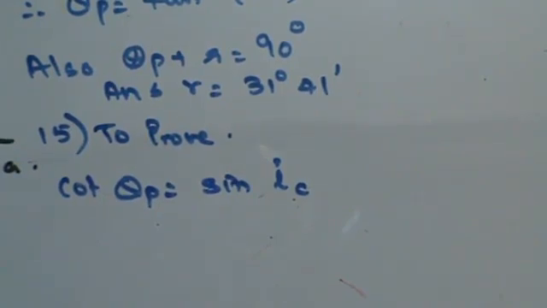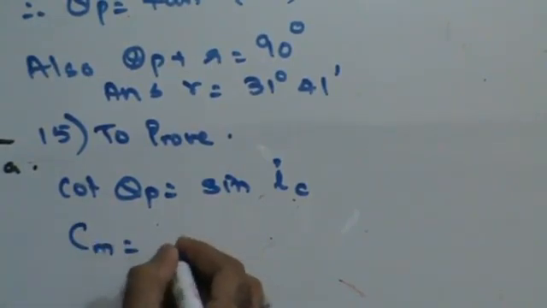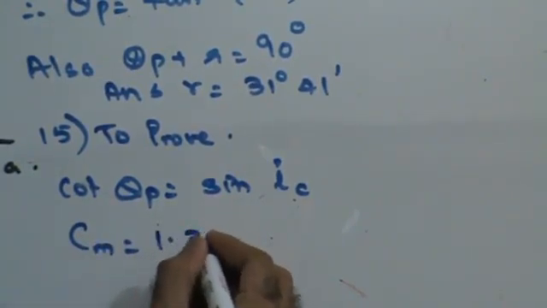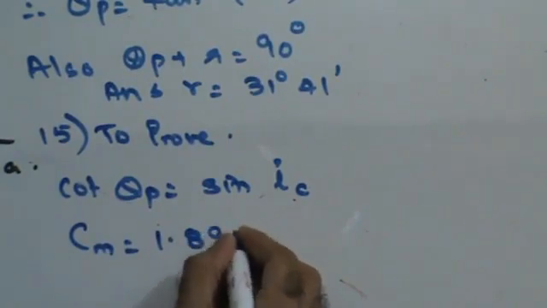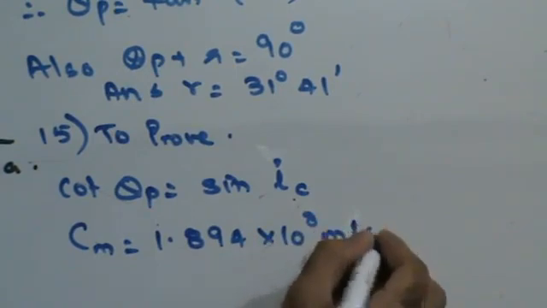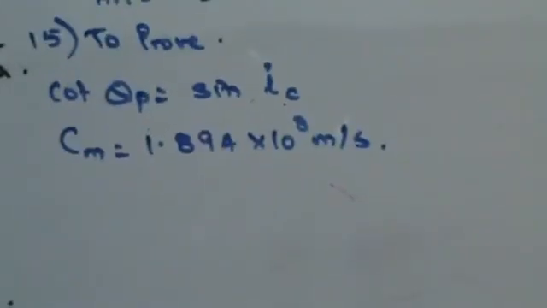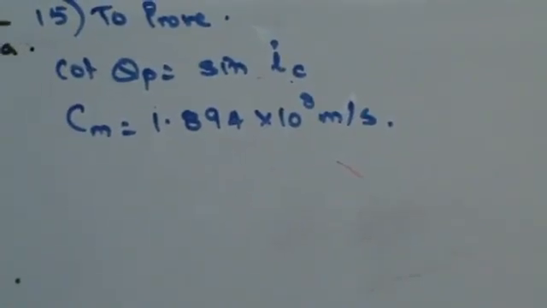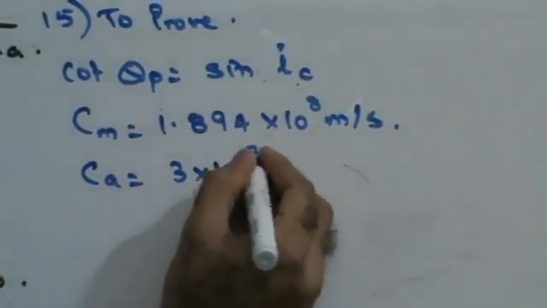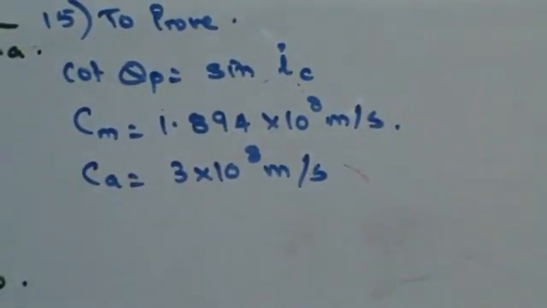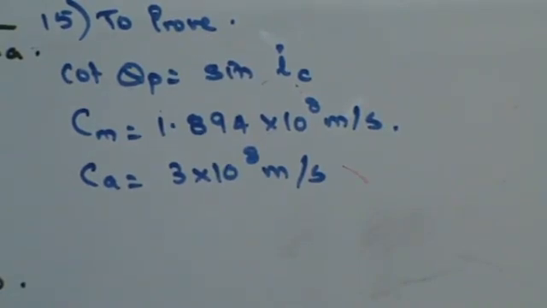If the speed of light in the medium is 1.894 into 10 raised to 8 meters per second, what are the values of the polarizing angle and critical angle, if the velocity of light in air is 3 into 10 raised to 8 meters per second?